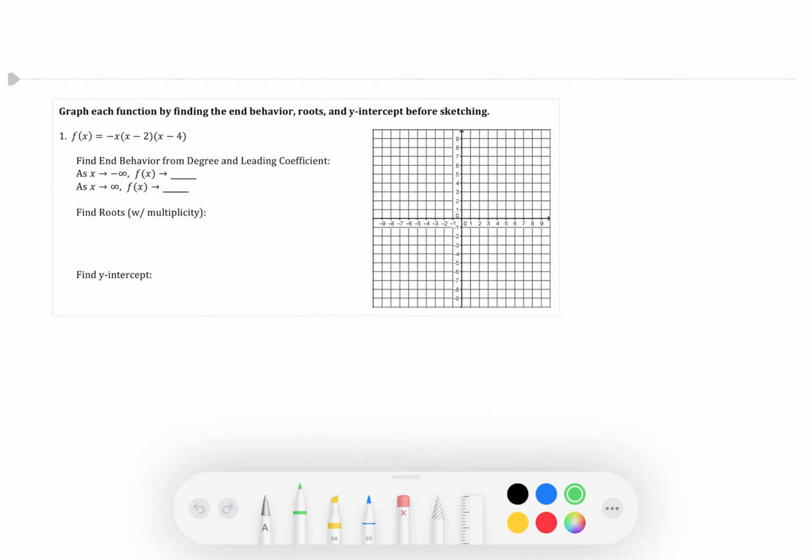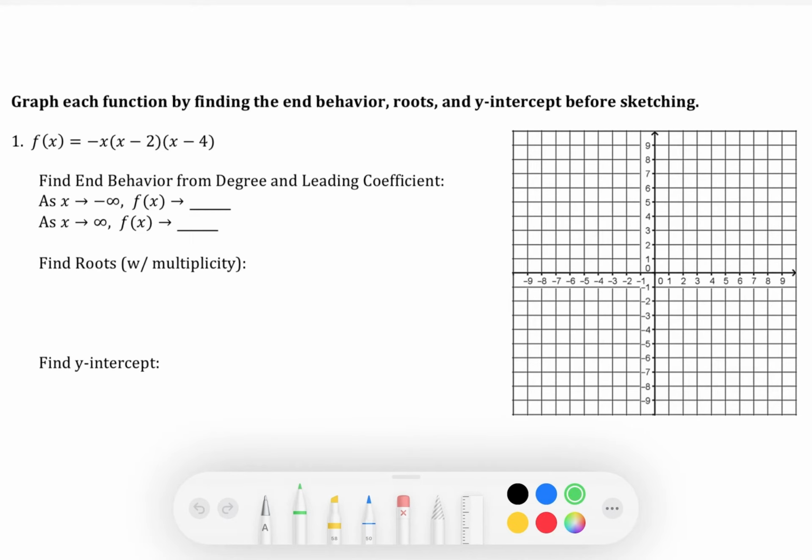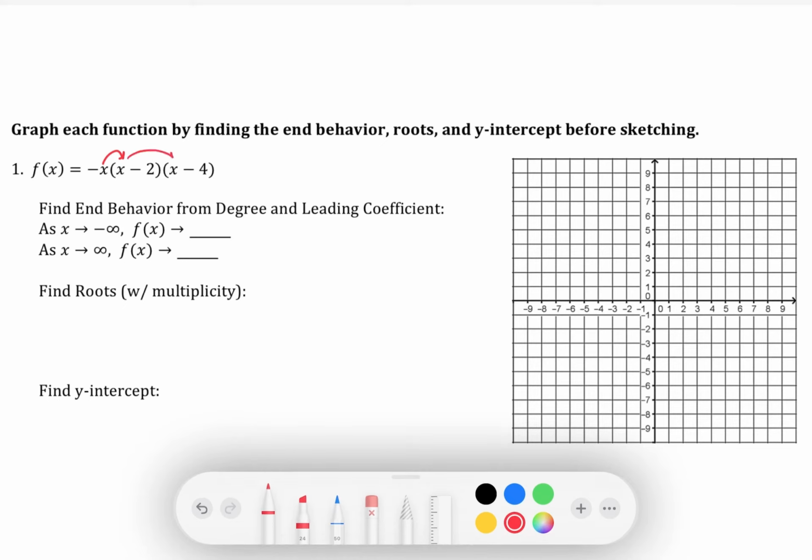This is number 1 on task 3.6. I'm going to run through these steps just like I did before. So, first step, look at the degree and leading coefficient. We have to think about the degree here. We have x times another x, so our total degree is going to be x cubed. And we did have a negative in the front, so it's actually going to be negative x cubed. So we bring this all together and we have negative x cubed.